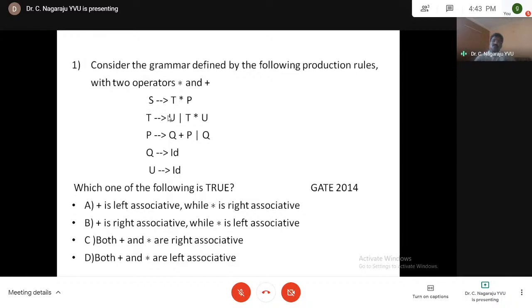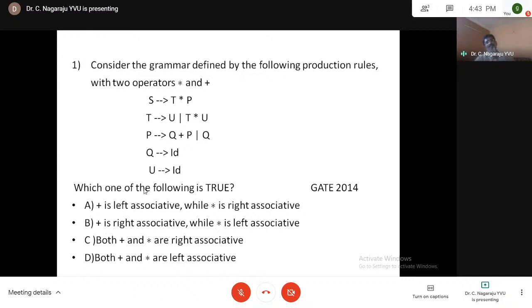T can have the form of U or T star U, and P can have the form of Q plus P or Q. Q can have the form of I, that is, U can have the form of ID. So which one of the following is true for this one? Just so you understand the question: consider the grammar defined by the following rules. This is the grammar, and here you see that 4 options are given.